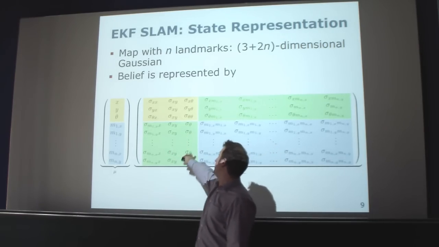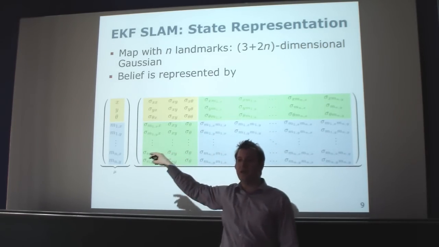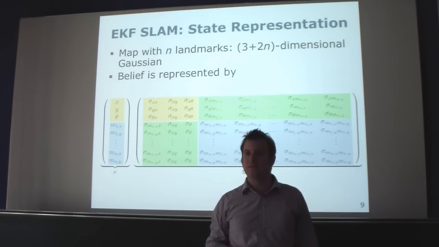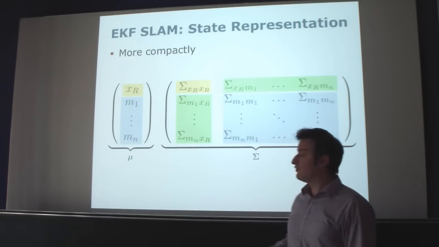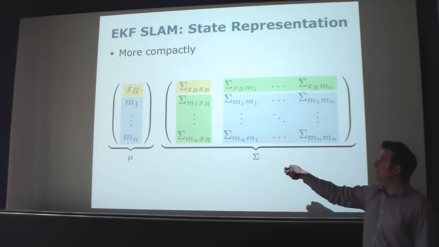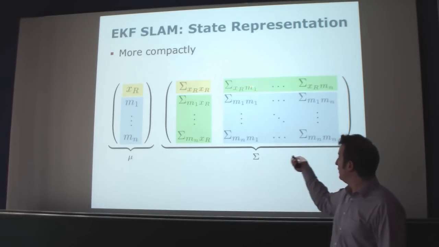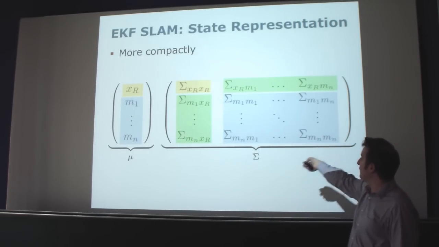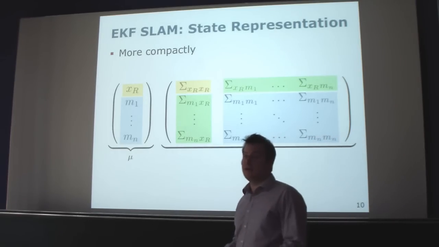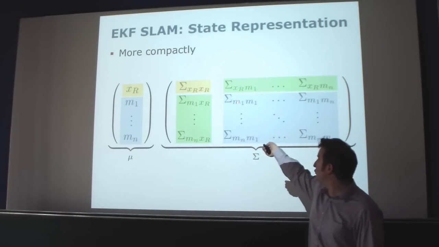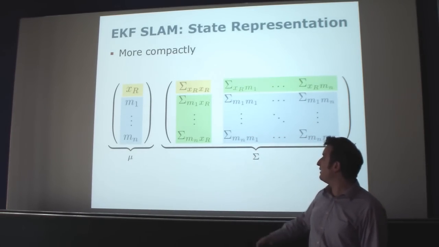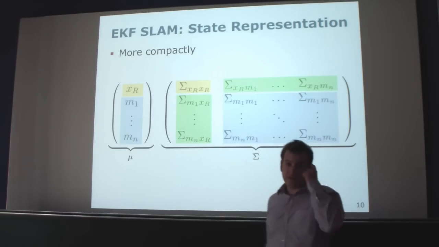Okay, and these two, the green blocks, are the same except the transposition. So sometimes we find it written also this way. XR here is now the robot's pose, 3-dimensional, and landmarks, and then here all these elements are now small covariance matrices. So these are 2x2 matrices, these are 3x3 matrices, and here we have 2x3 matrices.